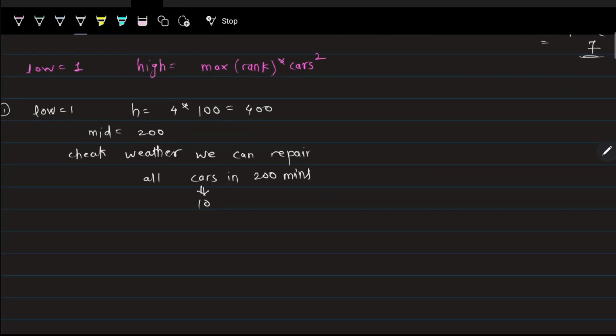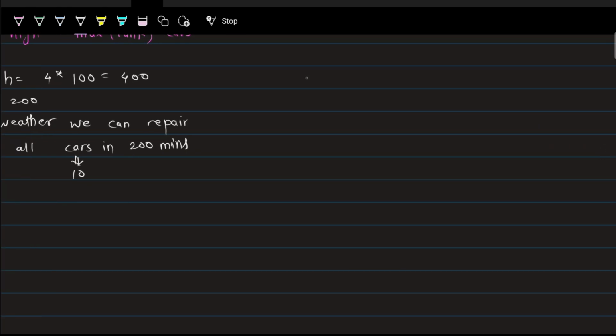So now let's try it. What is the sample array given to us? That is the array 4, 3, 2, 1. This is the array given to us as an input. And what is the maximum time I have? 200. What is the total cars I have? That is 10. Correct?